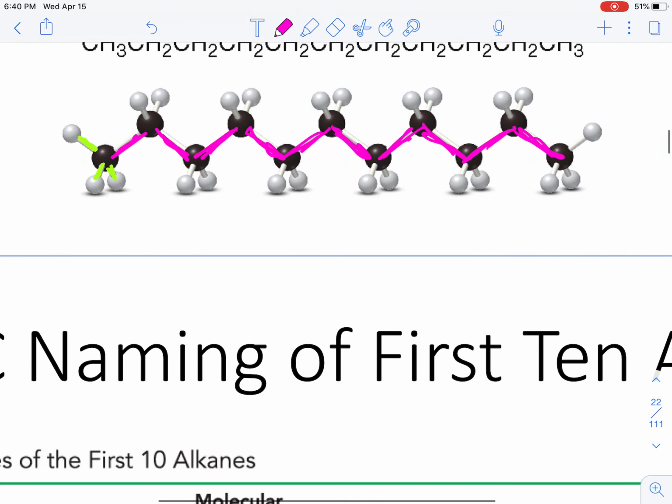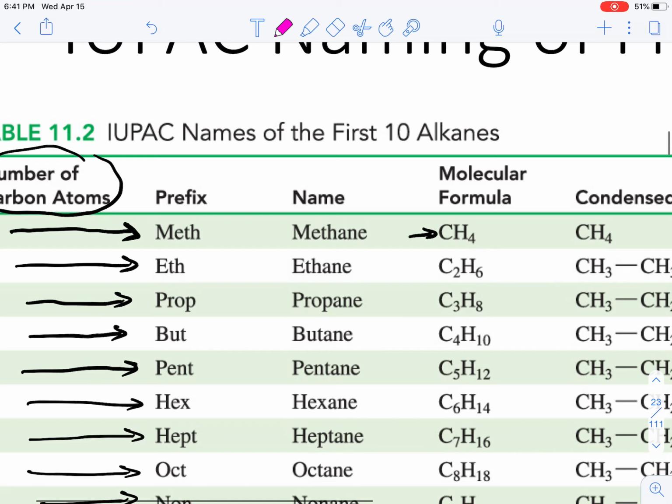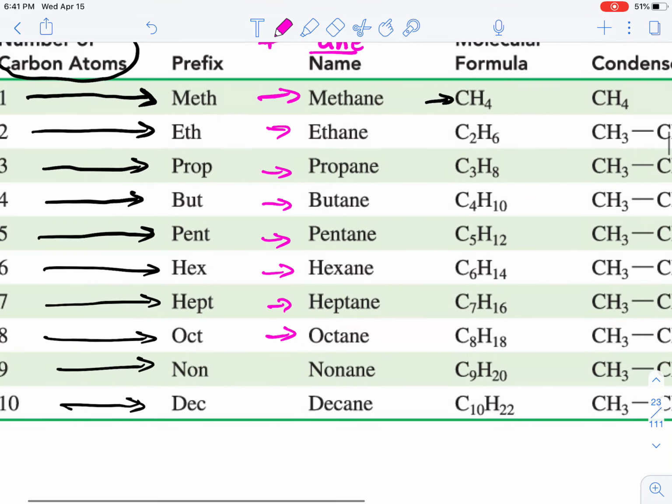And so since the bonding to the carbon is a single bond, then we're going to use the suffix ane. If we add the prefix, depending on the number of carbons, plus ane, you get the full name of that organic compound. So methane, ethane, propane, butane, pentane, hexane, heptane, octane, nonane, and decane.